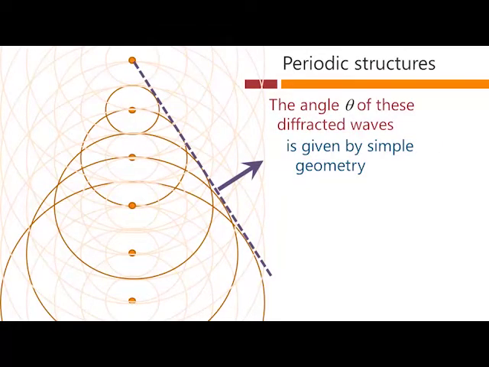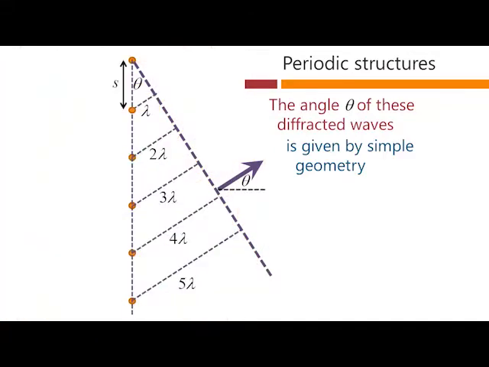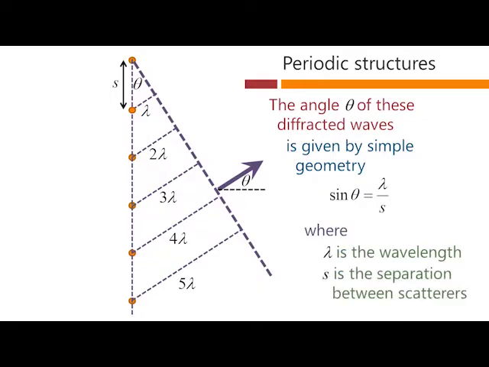We have all these other beams we could see with a larger screen. To calculate the angle of these diffracted waves, we can use simple geometry. We go back to our previous picture with the circles, and if we erase the circles and put in some lines instead, basically this line here is 1 wavelength away from this scatterer, 2 wavelengths away from that one, 3 wavelengths away from this one, and so on. And the angle here is the one whose sine theta is lambda divided by the separation s between the scatterers.